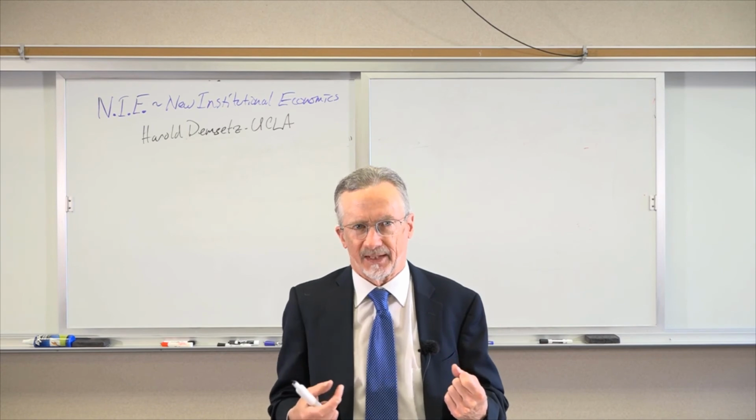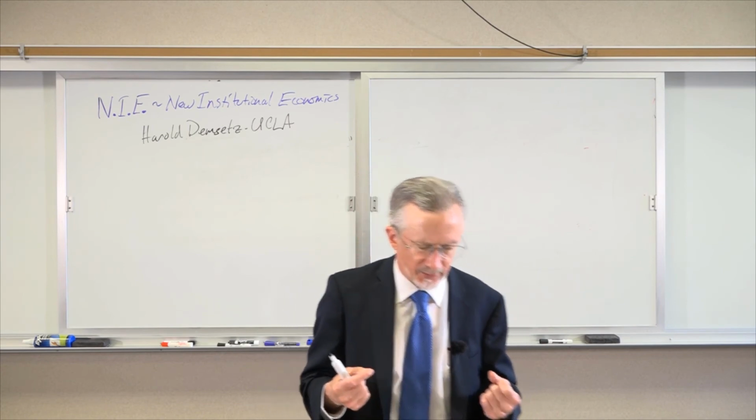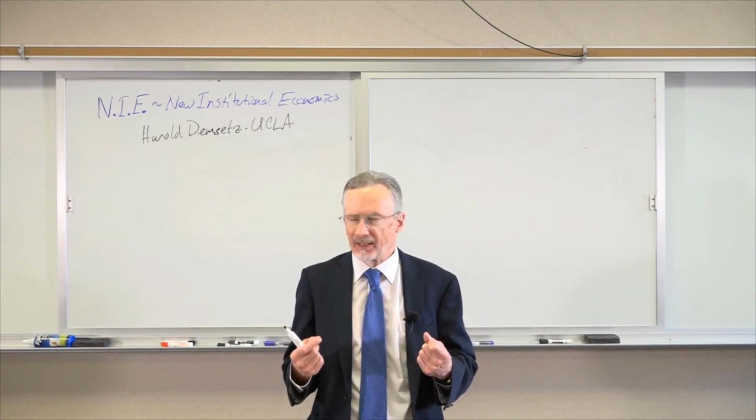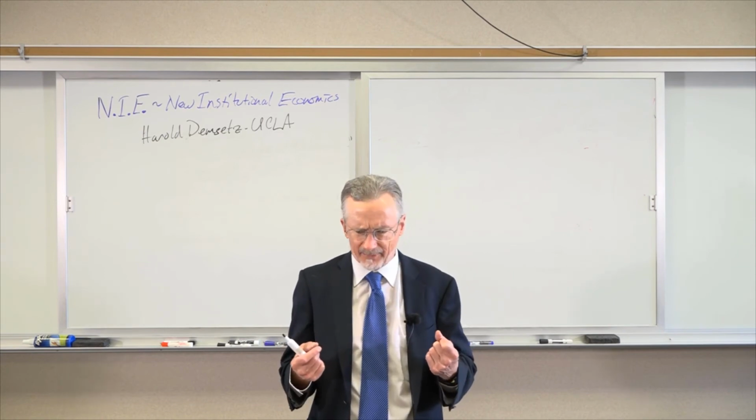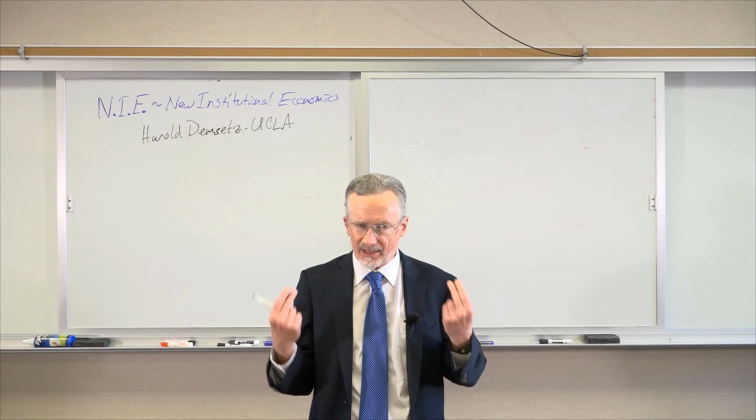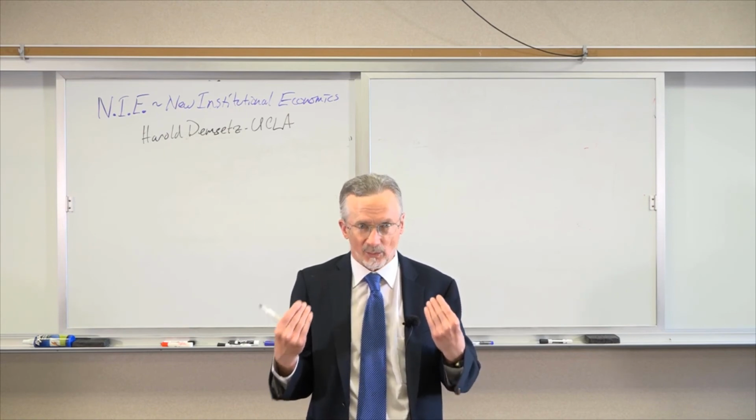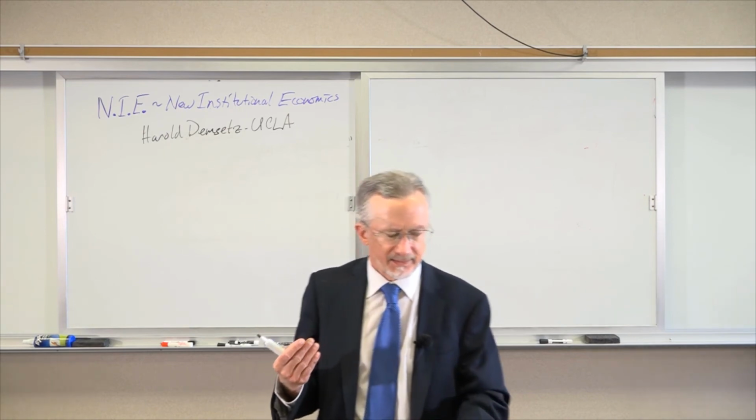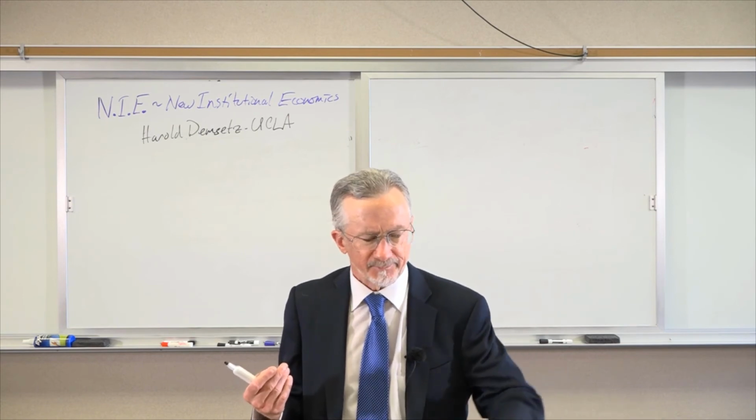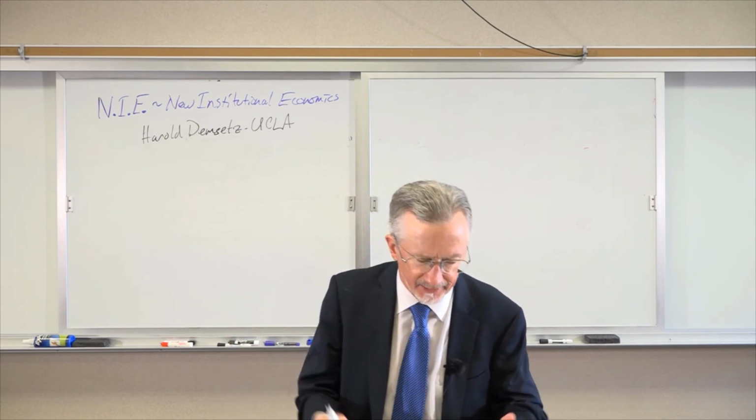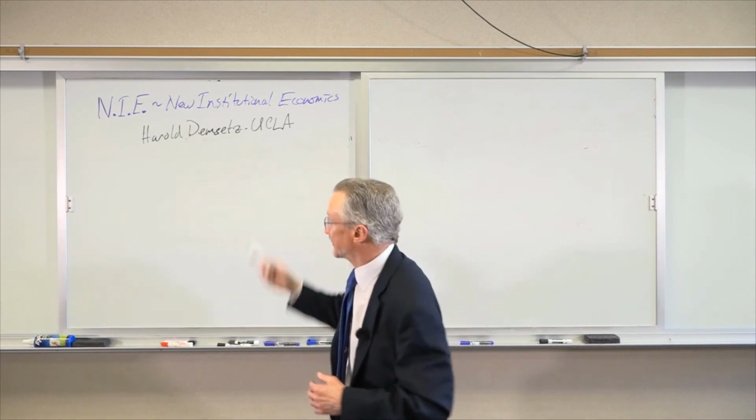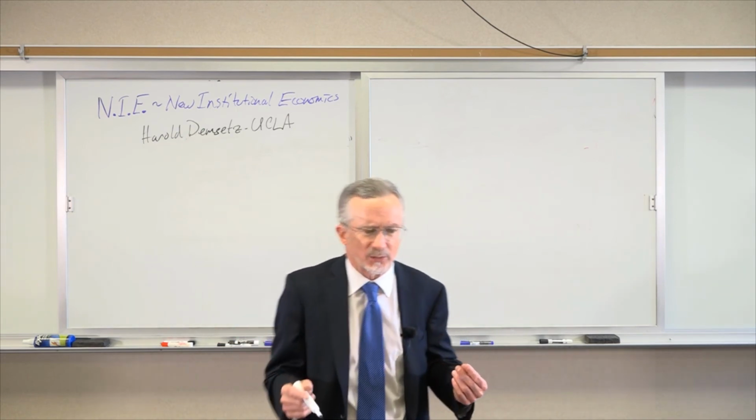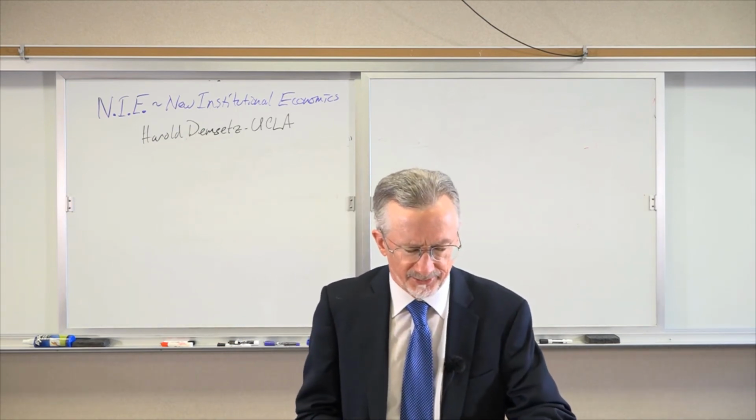If you read Frederick Douglass's book, My Bondage and My Freedom, when I was reading this book for the first time, I was thinking, this guy was a new institutional economist. He understood these ideas very well. So these are the things that Demsetz lays out. But what does this have to do then with institutions?